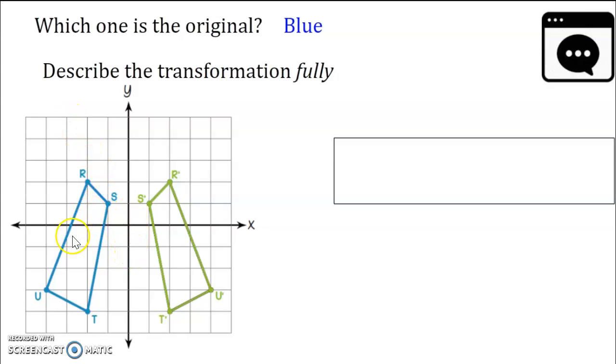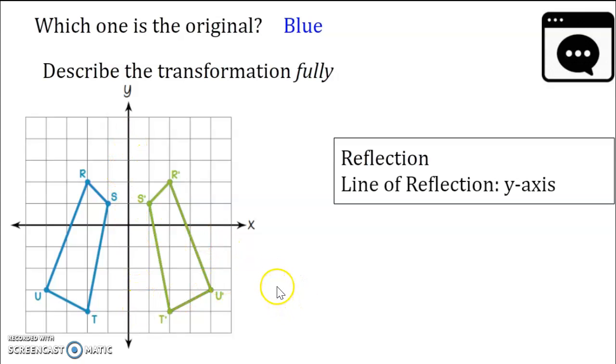So now, what is the transformation? Okay, so is it a translation? Is it a shift of the left shape to the right shape? No, because the orientation is different, right? As well as the letters do not match up. So what is it? Well, S is close to this line and S prime is also close. S was on the right hand side of this figure, but now it's on the left hand side. So hopefully you can tell that this is a reflection, and with a reflection, you always need to define the line of reflection. And the line of reflection is the y-axis. It's the vertical line along the y-axis.